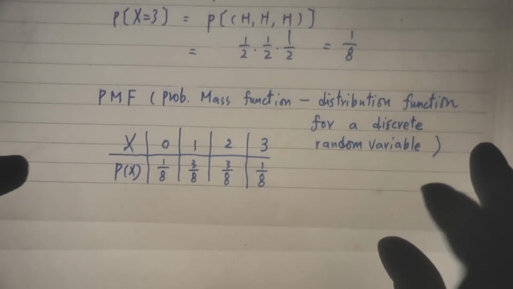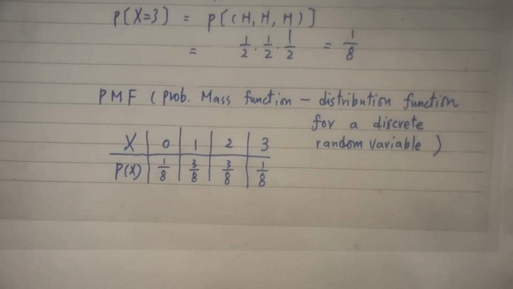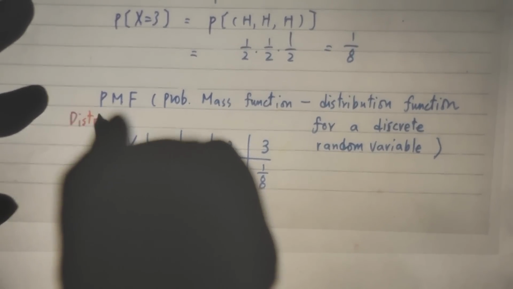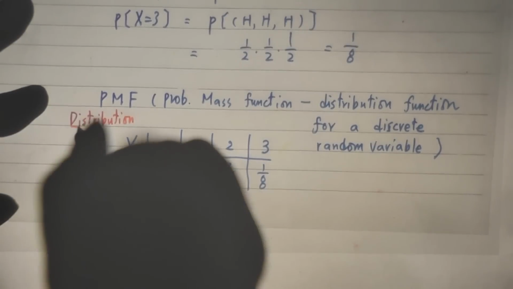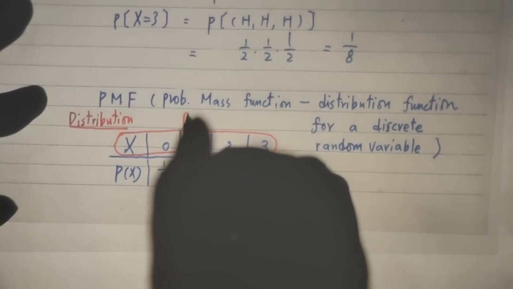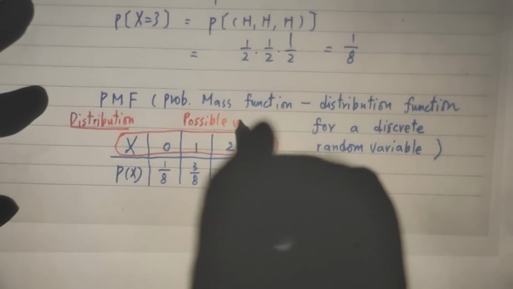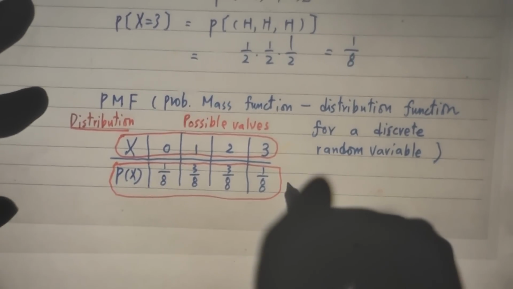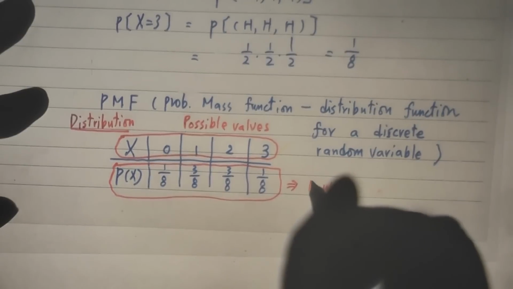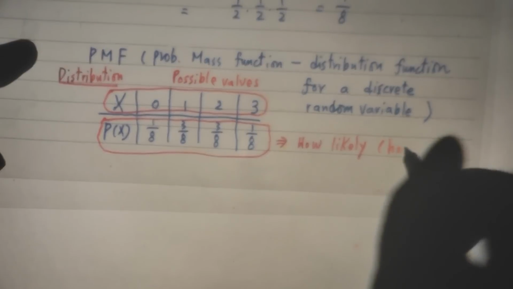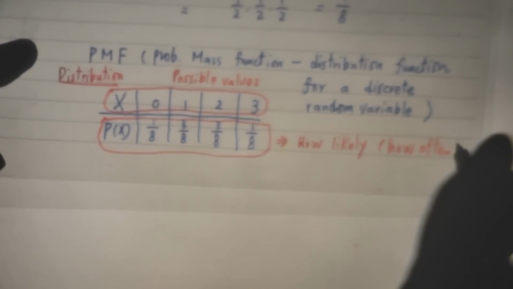Now, the probability mass function is used for a discrete random variable to show the distribution. When we say distribution, there are 2 pieces of information that need to be specified. One, you need to tell me what the possible values of x are. And how often or how likely you see them. P(x) shows us how likely or how often we see these possible values.